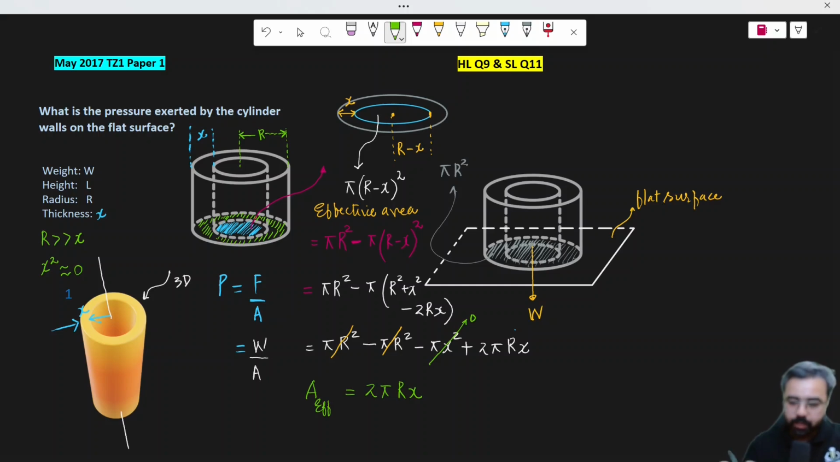So hence, when you find out the pressure, I told you the pressure is equal to the weight over the area that is effective. So it is 2 pi r. So the right answer is option A. If you look at this question, option A is exactly this.